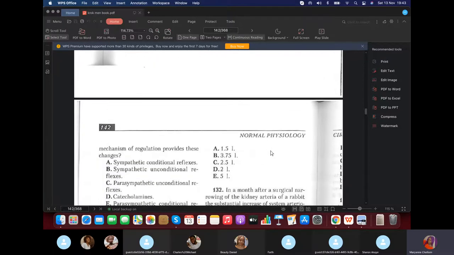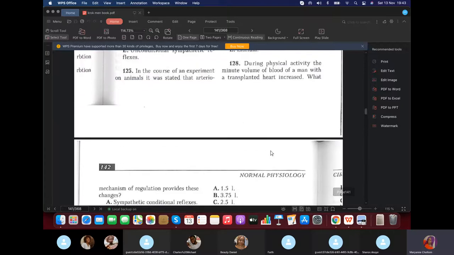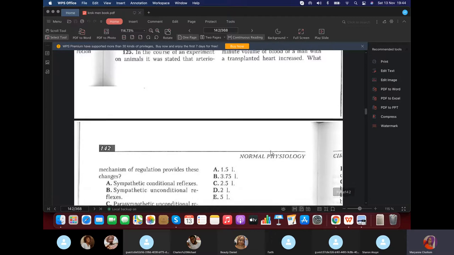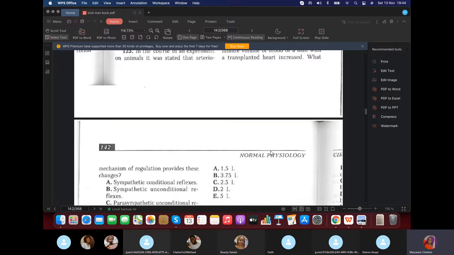What mechanism of regulation provides these changes? I'm so glad I saw this question. Something you need to know is when they perform a heart transplant or a kidney transplant, it's very difficult to reattach the nerves. So the nervous regulation of that organ has gone.